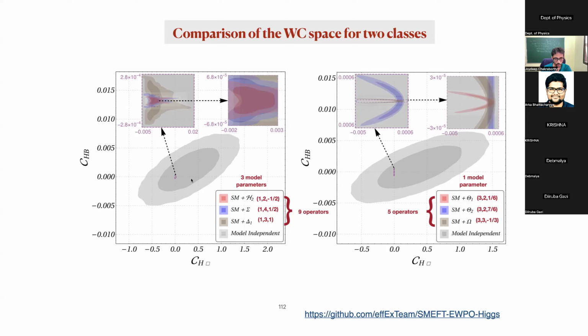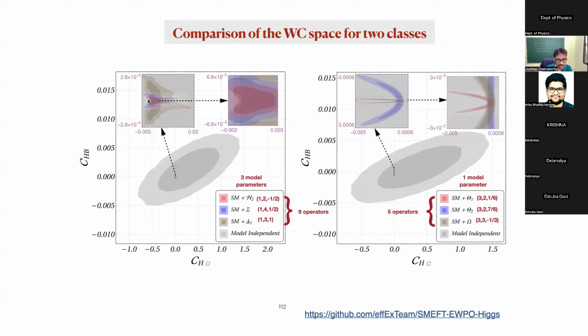So now, when you consider them individual models and perform the fitting in terms of model parameters and then translate them in terms of the CHB and CH box operators, you get only this minuscule amount of parameter space which is consistent with the data. Now, what is this? Now you zoom. If you zoom, you can see that the order of magnitude is like 10 to the minus 4, right?